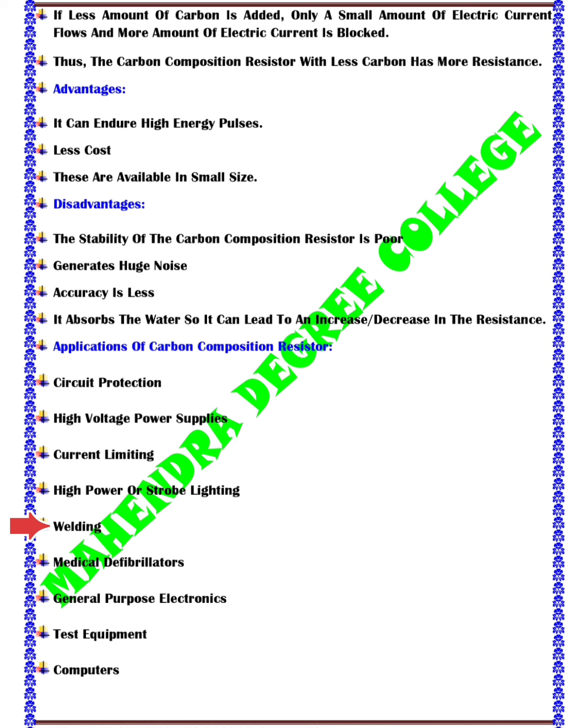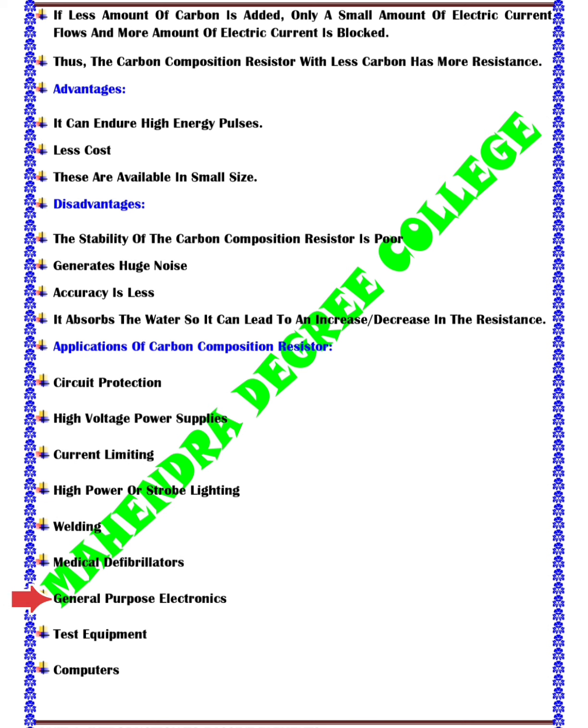Fifth one, welding equipment. It means carbon composition resistors are durable enough to manage high power fluctuations. Sixth one, medical defibrillators. It means carbon composition resistors can absorb large, short-duration energy pulses reliably.